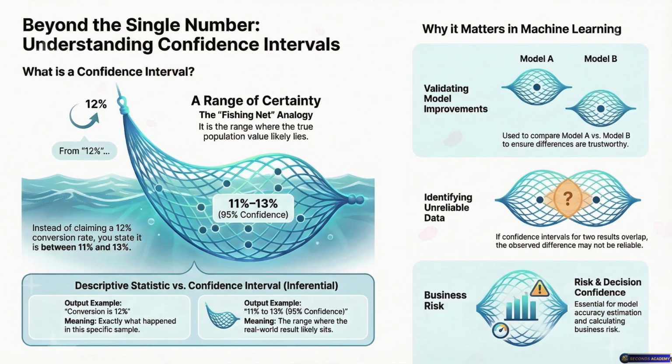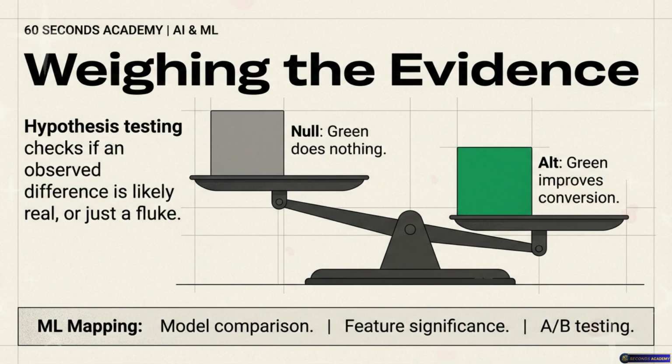We have our confidence interval, but we still need a definitive mechanism to prove that the 2% jump we observed isn't just a statistical phantom. We need to put our data on trial, and that is where we enter the realm of hypothesis testing. Hypothesis testing is the formal, rigorous scientific process of checking whether the difference we observed in our sample is likely a real structural change in the underlying universe or just the natural chaotic noise of the system. Let's set up the courtroom.